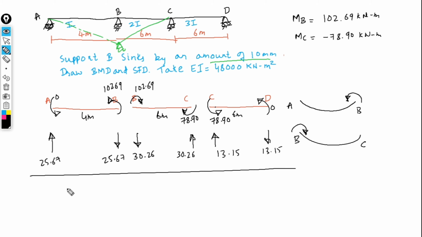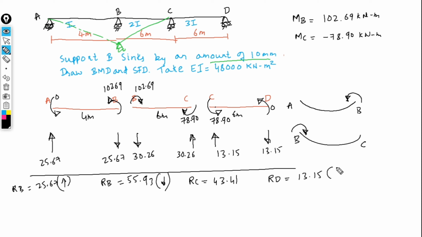You can add up the values. 25.67, this is upward, both are going downward. RA is 25.67, RB equal to 55.93, both are going downward, both are going upward. RC equal to 43.41, RD equal to 13.15 downward. So you can draw shear force diagram.